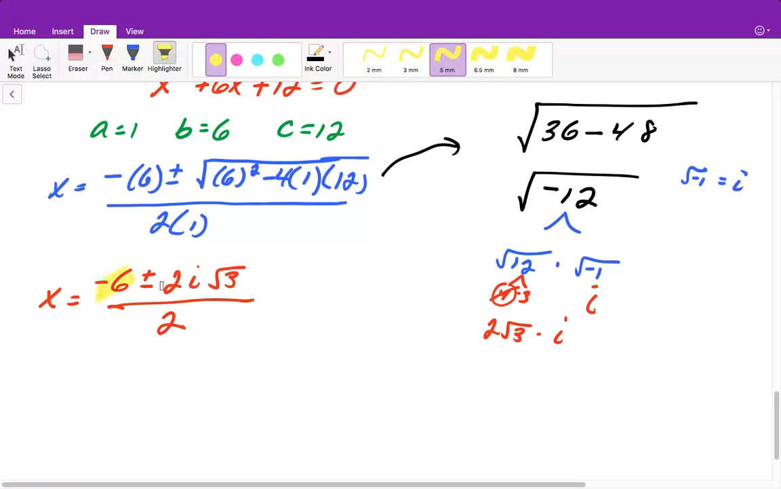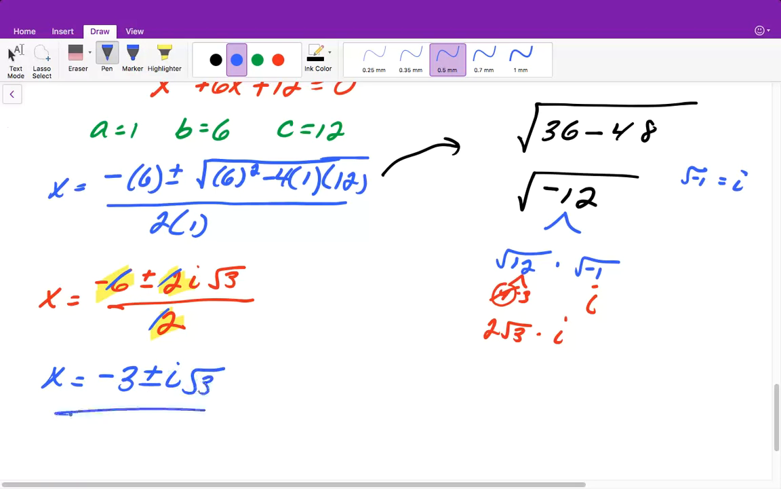And since 6, 2, and 2 are all divisible by 2, and they all have to be divisible by 2, not just one of them or two of them, but they all would, we can reduce all these by 2. So x would then be equal to negative 3 plus or minus i times the square root of 3. And that would be your final answer.